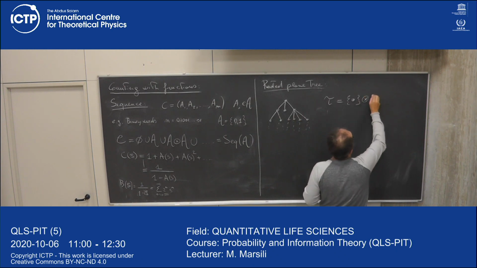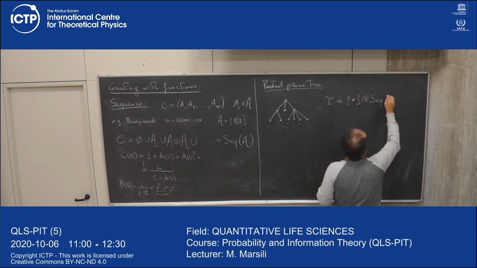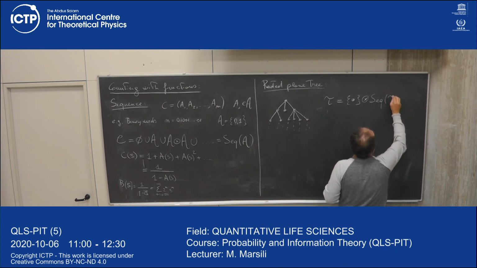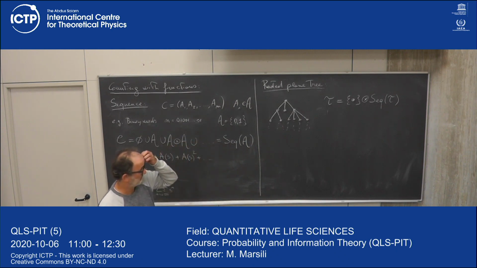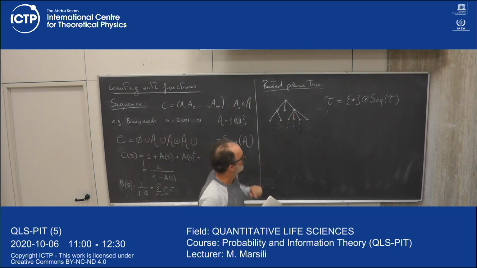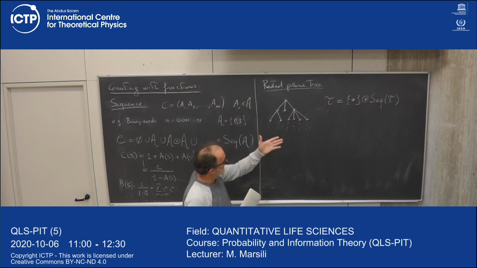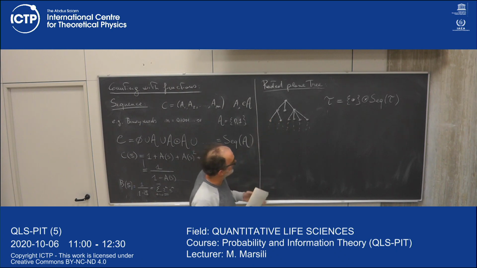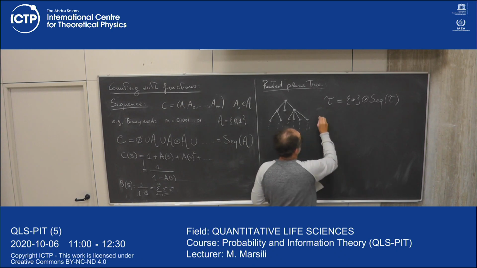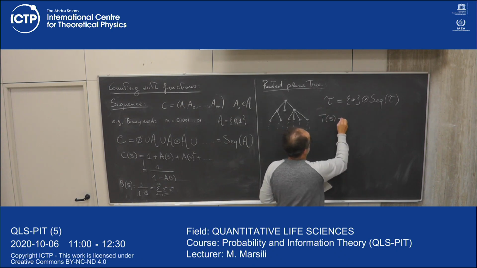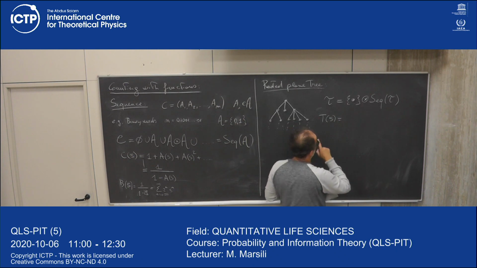So every tree is composed of essentially a root node plus a sequence of subtrees, which are these ones. So this is the defining equation for rooted plane trees, and it translates immediately into an equation for the generating function.